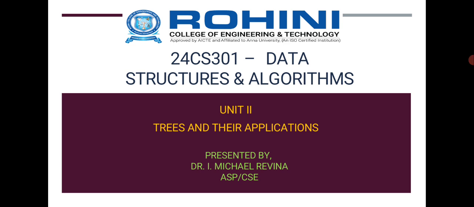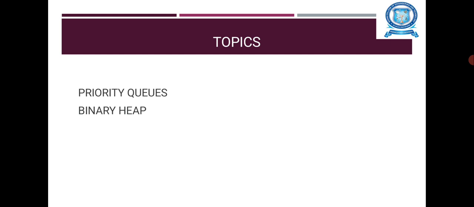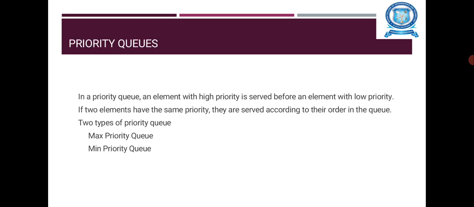In this video, I am going to explain about priority queues and binary heap. Priority queues. In a priority queue, an element with high priority is served before an element with lower priority. That means if two elements have the same priority, they are served according to their order in the queue.